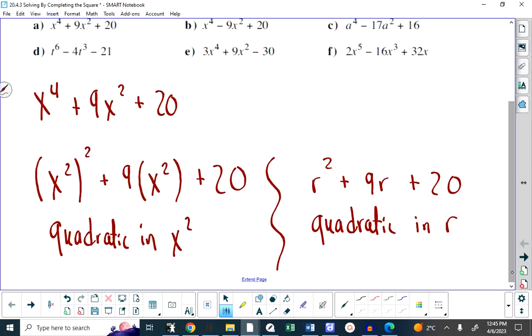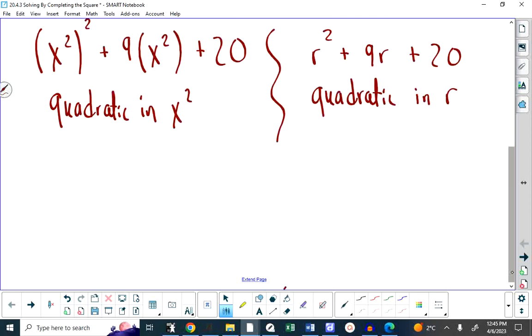It just means that we treat x squared in that expression like we would treat r in the other expression. And in this expression here on the right, if you wanted to factor this, you would put r and r here and here. You're putting in those two places the thing that the expression is quadratic in. And you would say, since 4 plus 5 gives me 9, and 4 times 5 gives me 20, that's the factored form of that expression.